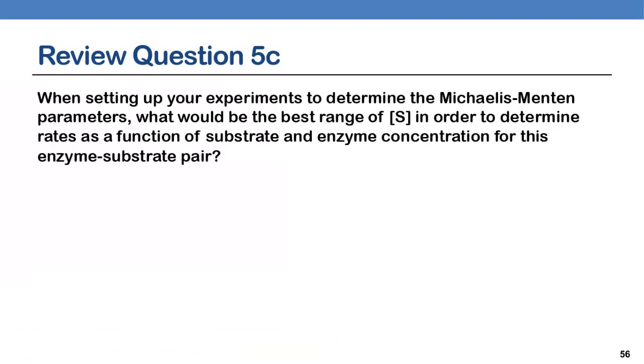All right. In the interest of time, I'm sorry if you guys didn't get that copied down, but this is recorded. We've been setting up your experiments to determine the Michaelis-Menten parameters. What would be the best range of substrate concentration to determine the rates as a function of substrate and enzyme concentration for this pair? What do you guys think?